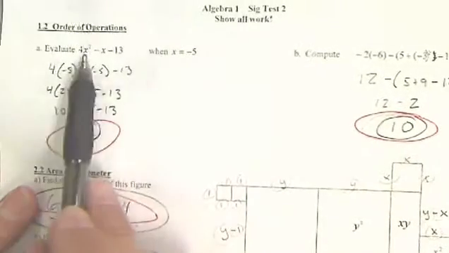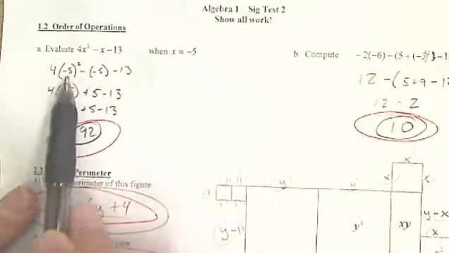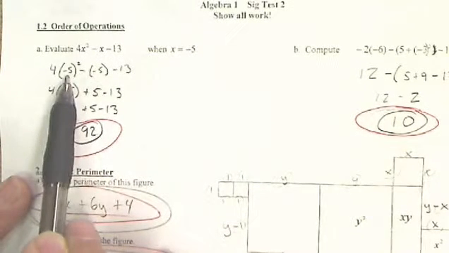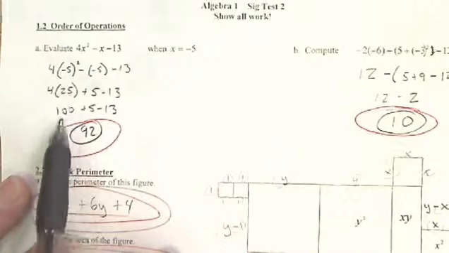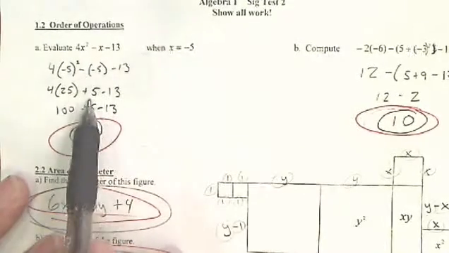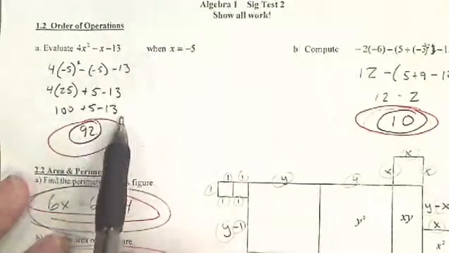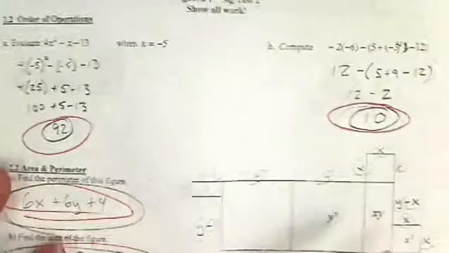Plug in for your x's. That's how I got that guy. Square it, gives you a 25. Multiply those together, you get 100. Negative times a negative gives you a positive. Just add them together and you should have got 92.